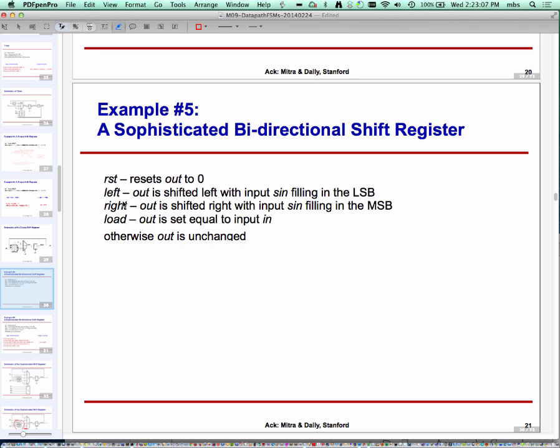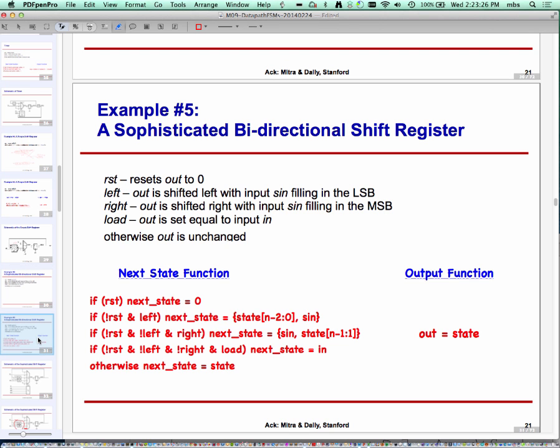So I have all these operations. I can reset to 0, I can shift left, I can shift right, I can do a load, and I can leave it unchanged. So a clock tick comes in, nothing happens. Faced with something like this, again, you first think in terms of how to express it in this programming language type formalism. So our output, again, is the same as the content of the state register.